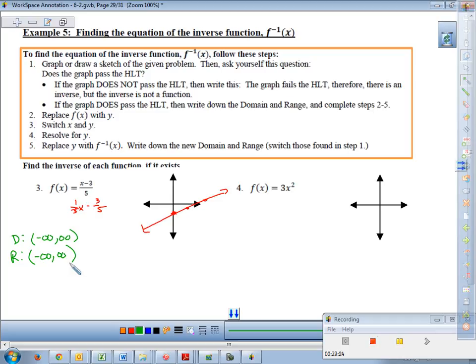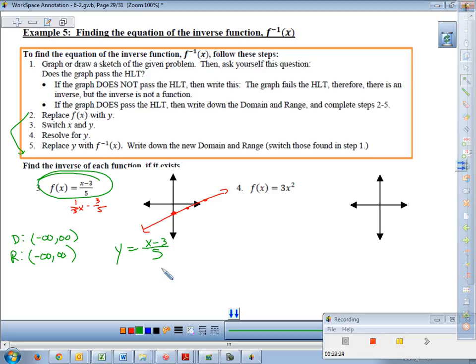4-step process. Now, I know it starts with a 2, but there's really only 4 steps in there. First thing we do is change f of x to y. And I am now going to keep it in this form. You'll see why. This is much easier to solve in this form than in that form. So I'm going to change f of x to y. I would get y equals x minus 3 all over 5. I'm going to keep it like that.